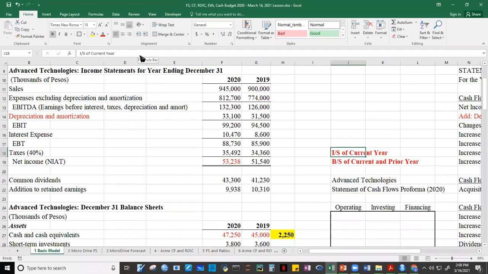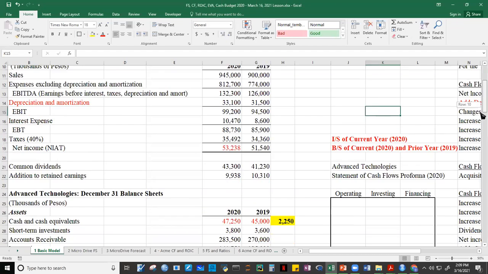Okay, so meron bang income statement ng current year, which is 2020? Meron ba, guys? Meron, sir. Okay, thank you, Madeline. Okay, meron, no? How about balance sheet of current, which is 2020, and prior year, which is 2019? Meron ba nito? Meron po, sir. Yes. Meron din. Okay, guys, remember ha, pag ganon, then makakagawa tayo ng statement of cash flows. Meron tayong income statement ng current year at saka balance sheet ng current at saka prior years. Okay, so let's do that.